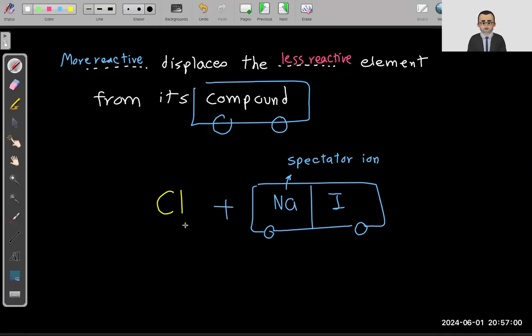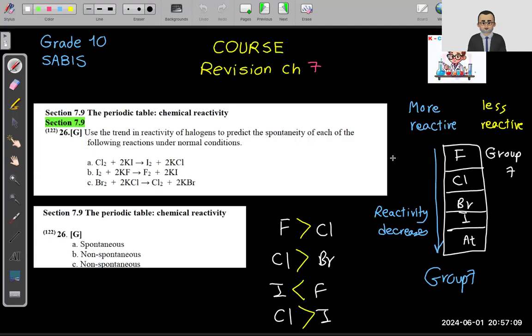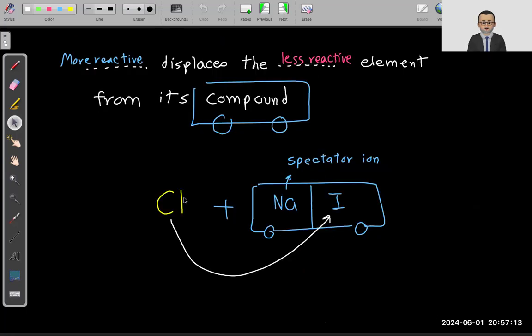Okay, so again, the one that's outside is trying to go inside. So it's trying to remove the iodide from outside. Let's see the fight, how it will go. Mister, you said the more reactive kicks the less reactive from its car. So the fight is between the chlorine and the iodine.